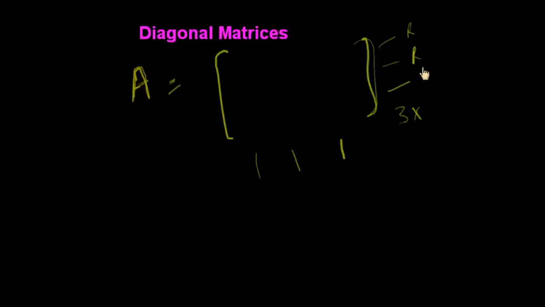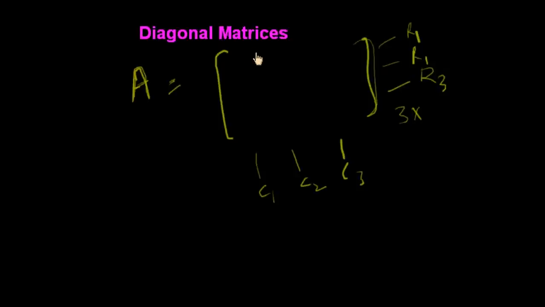A is a diagonal matrix. First of all, we make it a scalar matrix. It means its rows and columns will be equal: 3 rows, 3 columns, 3 into 3, R1, R2 and R3, C1, C2 and C3.